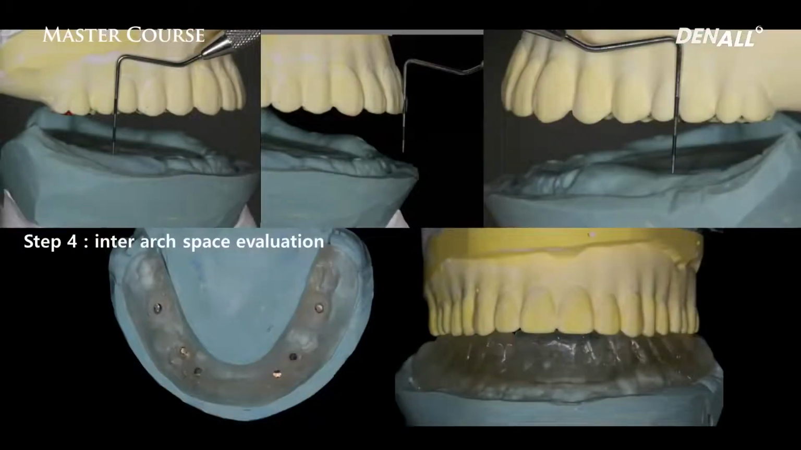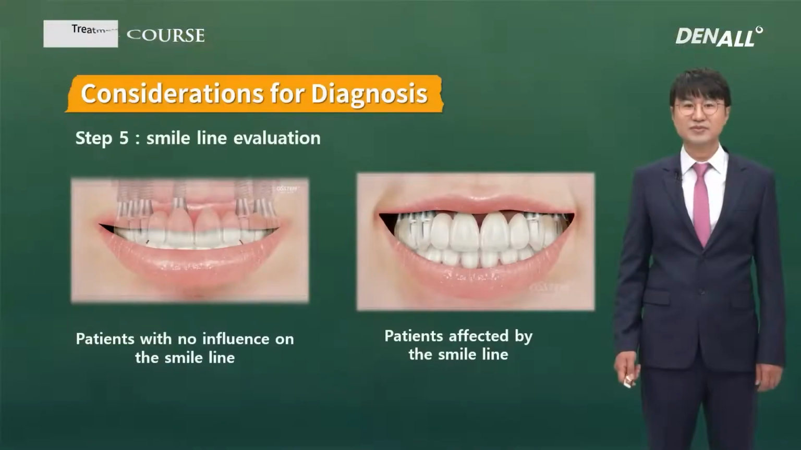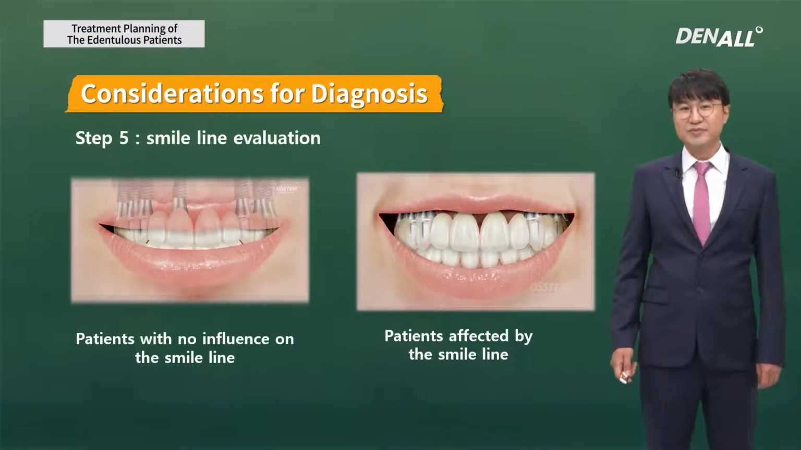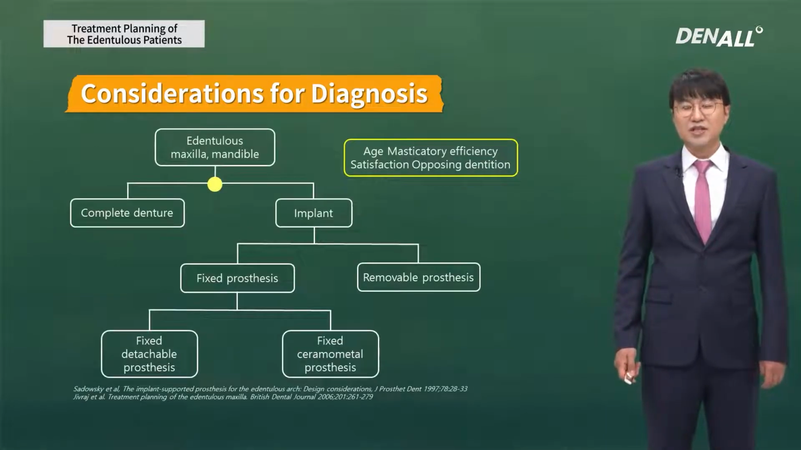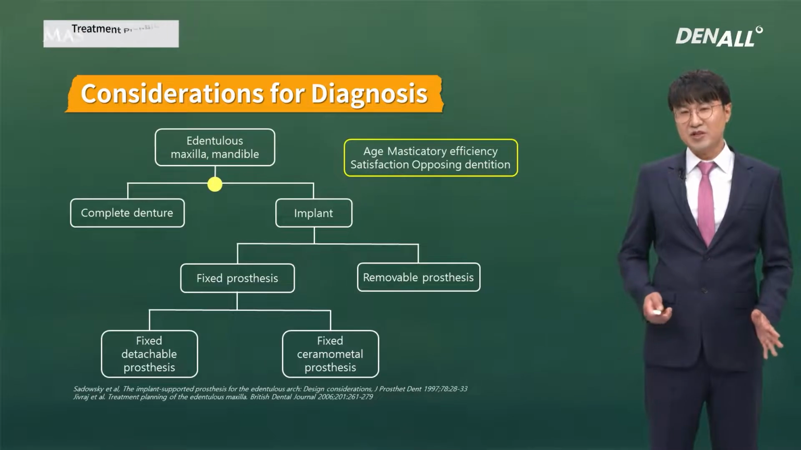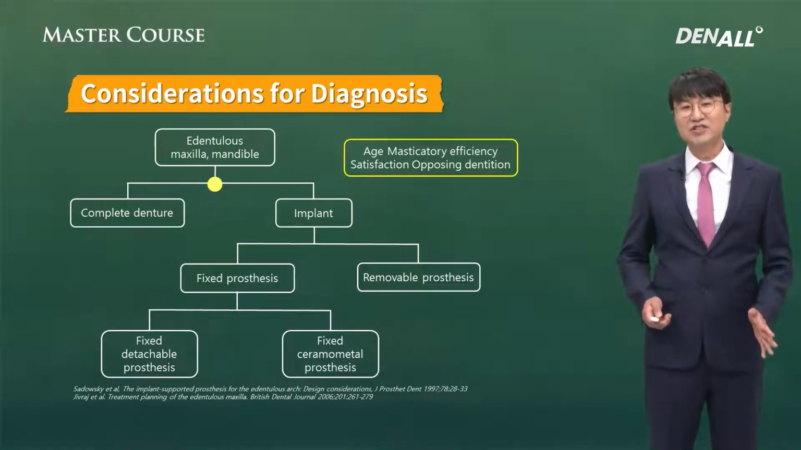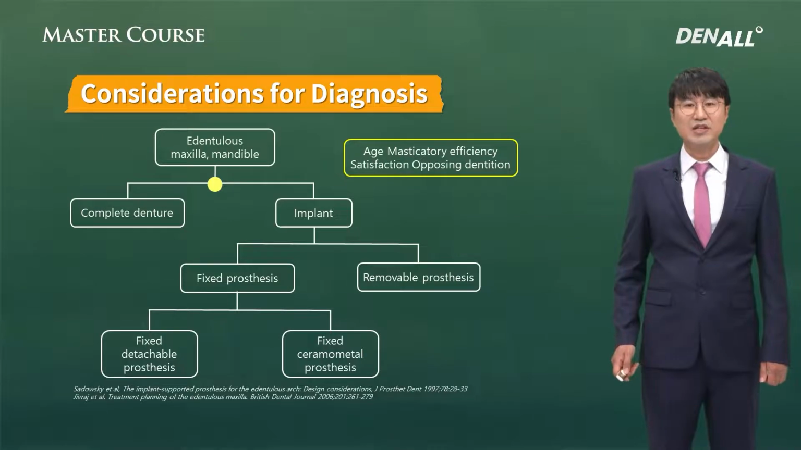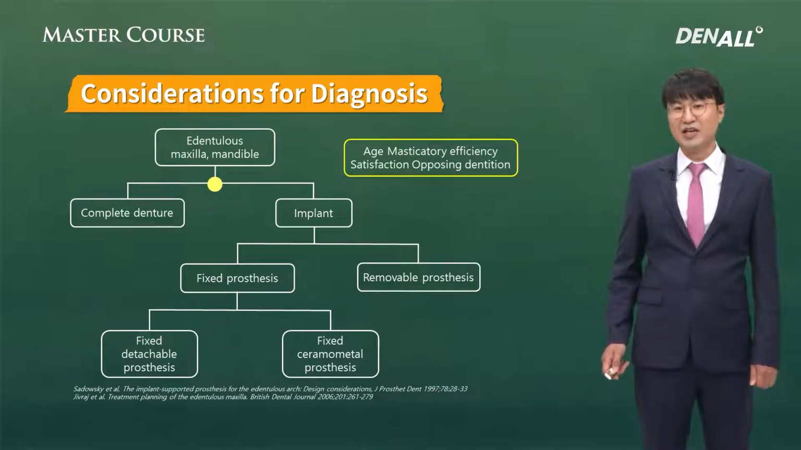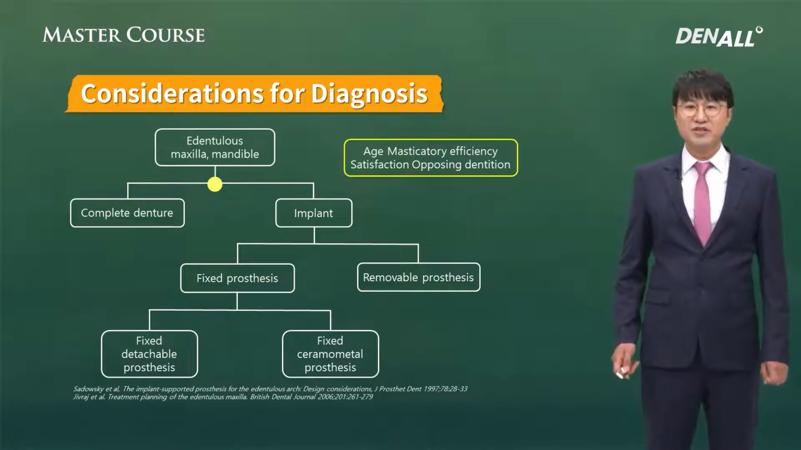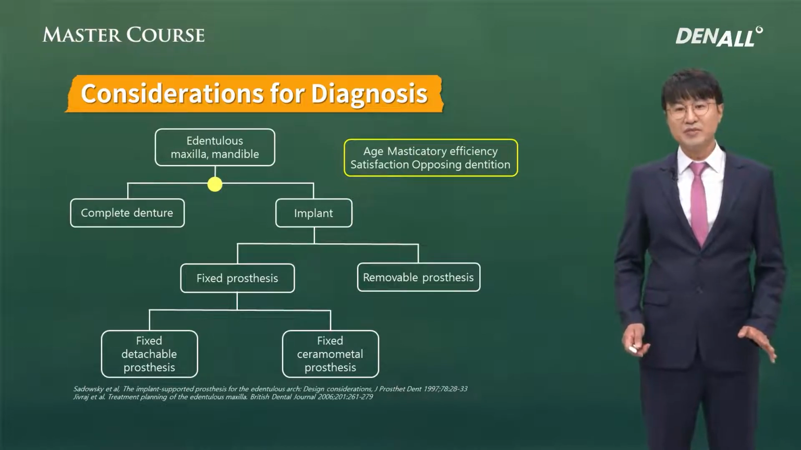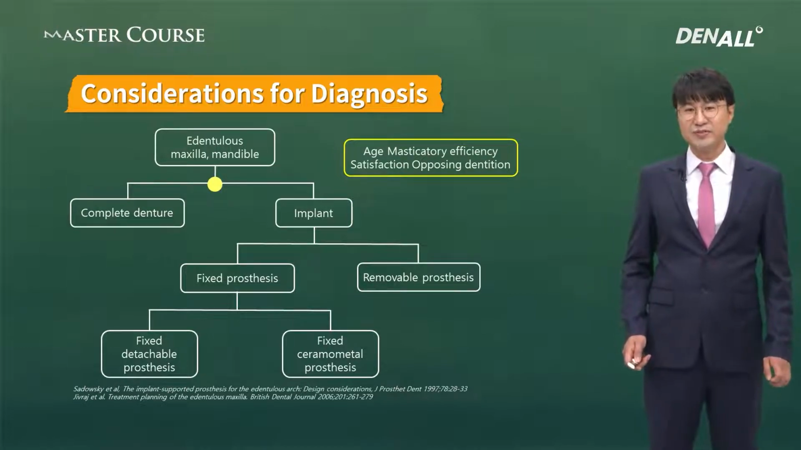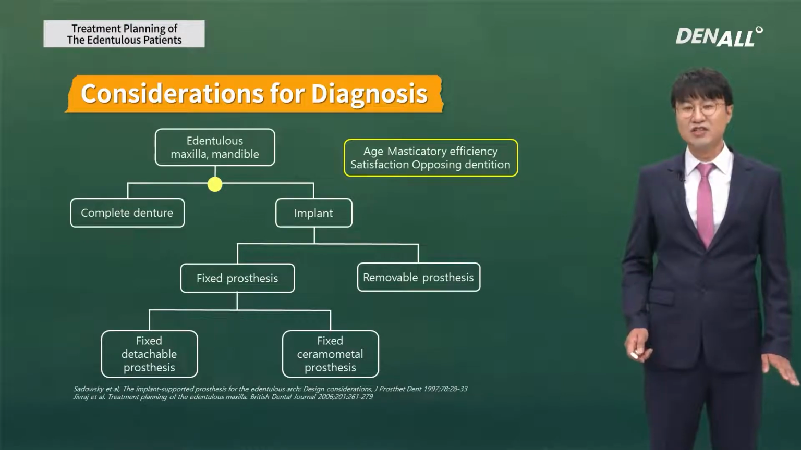Analysis on interarch space needs to be done, as well as on the smile line. If you can understand the diagram, you can understand up to the conclusion. You can provide full denture for an edentulous patient, or if you use implant, you can provide fixed prosthesis or removable prosthesis. Fixed prosthesis can be divided into fixed detachable prosthesis and fixed cerammetal prosthesis. Let's look at the different indications.